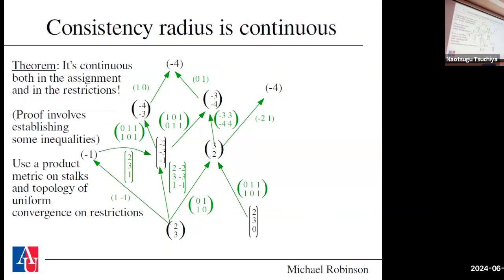So, I just said that. Right. So the consistency radius is a continuous function of the assignment, which means vary these guys by a little bit, the consistency radius changes a little bit. But it's also, vary these matrices a little bit, it varies a little bit too. Proof is a bunch of inequalities. It looks like numerical analysis. Anyone here like numerical analysis? Actually, I don't, but I did the proof.